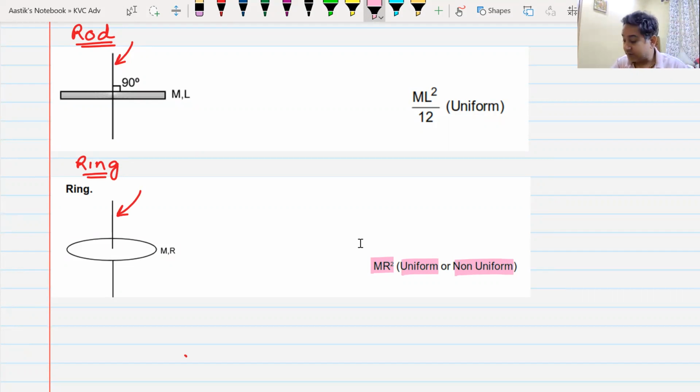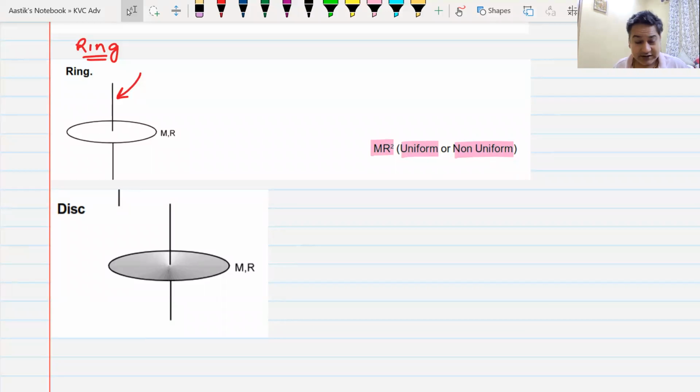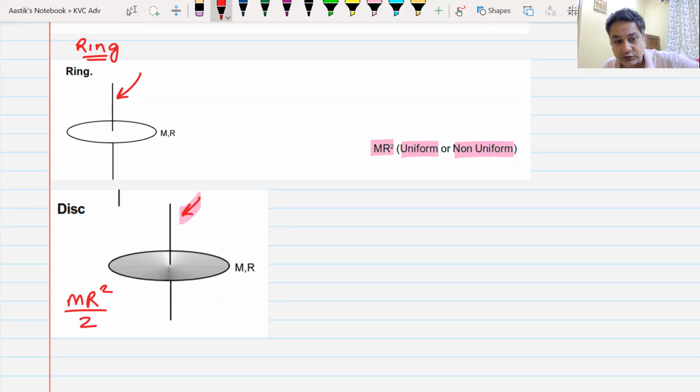Then the next one is the disk. Between a ring and a disk, a ring is hollow like this, and a disk is solid like this. Do you understand this? Yes, sir. Compare this CD. So the moment of inertia of a disk about this axis, which passes through the center of mass, is mr square by 2. Do we know this? Yes or no? Yes, sir. Okay.